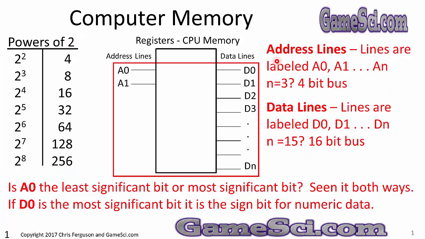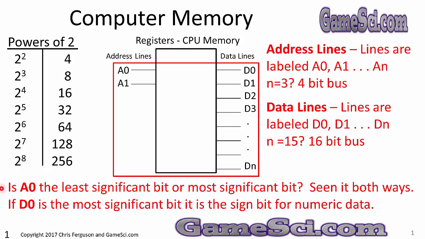Address lines are labeled A0, A1, ... An. If n equals 3, that would be a 4-bit bus. You'd have A0, A1, A2, and A3. Data lines are labeled D0, D1, ... to Dn. What if n was equal to 15? That would be a 16-bit data bus.